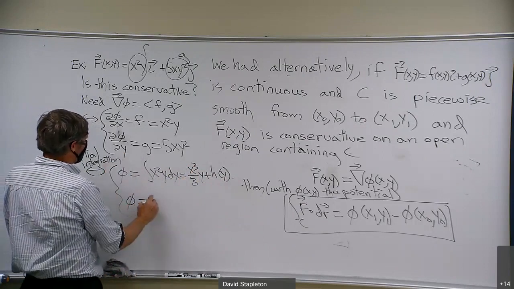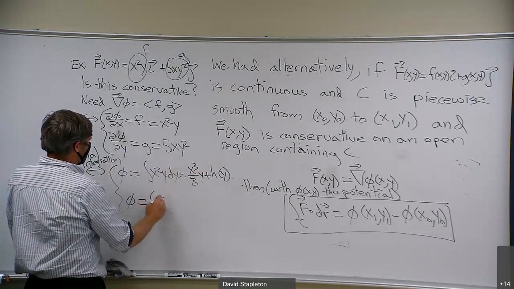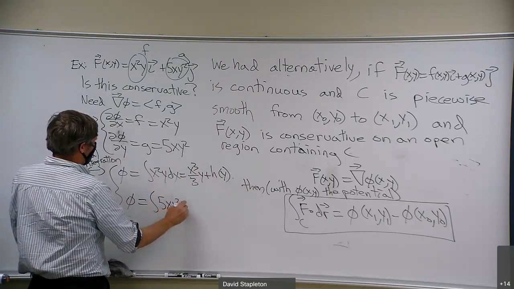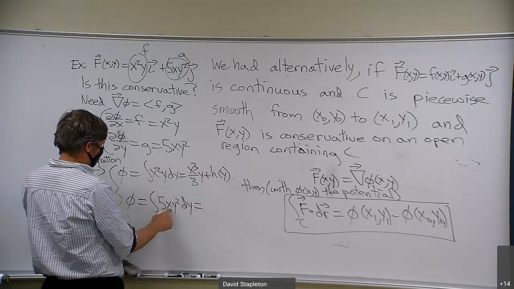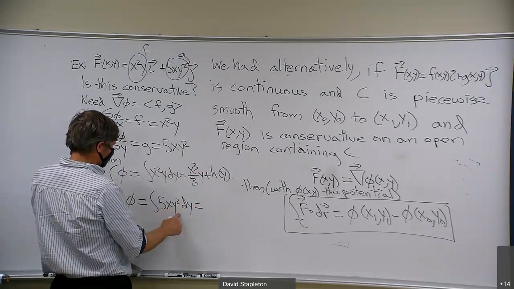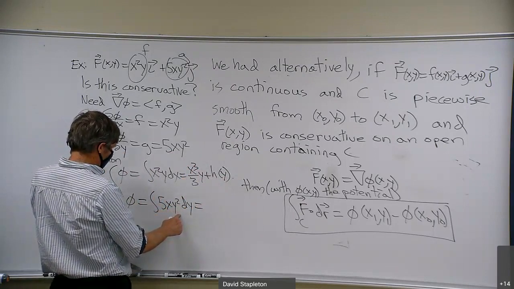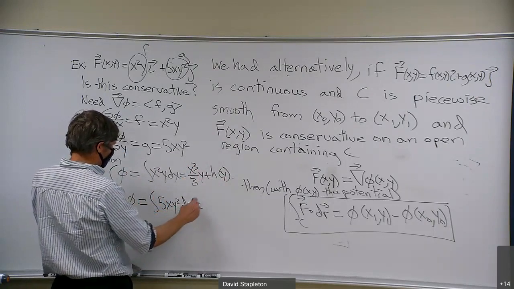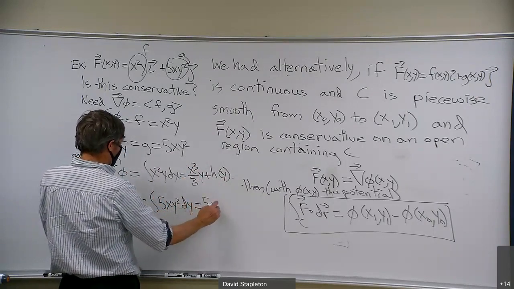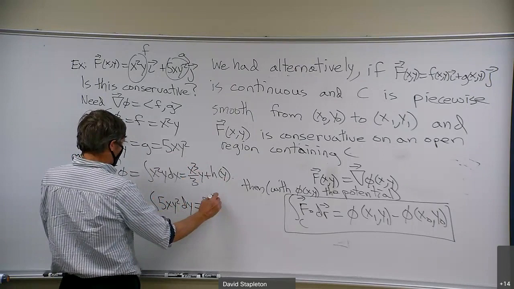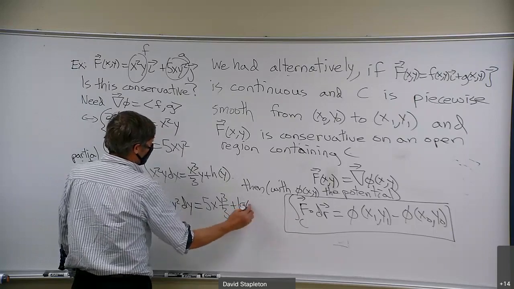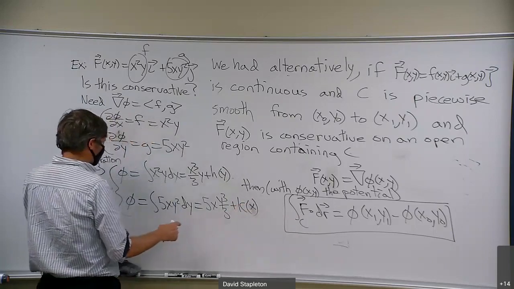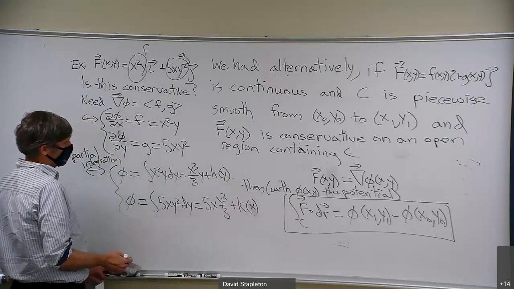I get phi on the left and integrate this with respect to y. And let's see, 5xy squared integrated with respect to y, treating x as a constant, is 5x y cubed over 3 plus an arbitrary function k, let's say, of x. X was treated constant in this integral. These are all functions whose partial derivative with respect to y equals 5xy squared.